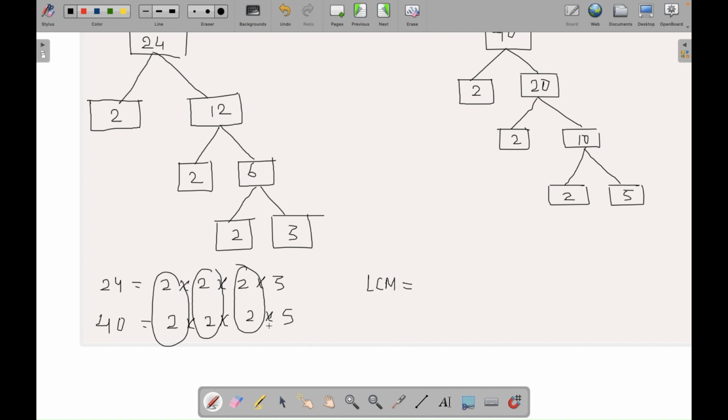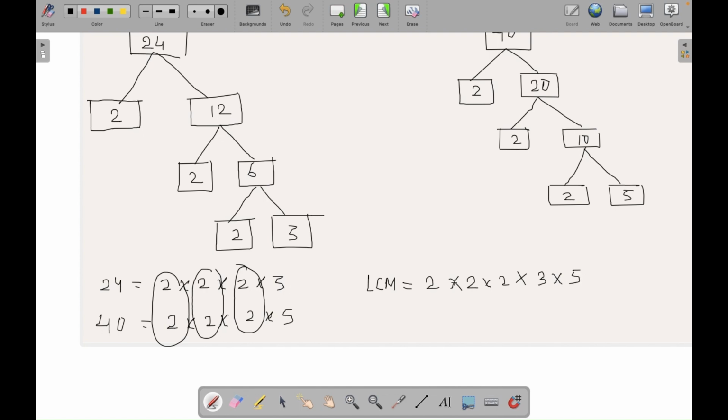This is 2 times 2 times 2 times 5. So 2 is common, right? So we'll just write one occurrence. Then this is also common, so we'll write one occurrence. This is also common, so we'll only use one occurrence. We'll not use 2 times 2, then 2 times 2, then 2 times 2, because this is common, we'll just use it once. Right? And then we'll write times 3 times 5 because they are not common.